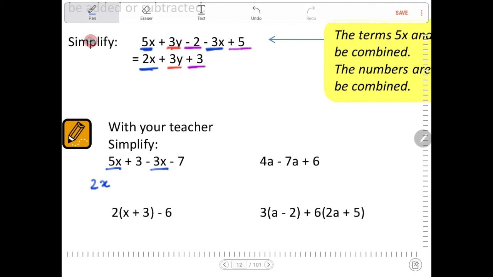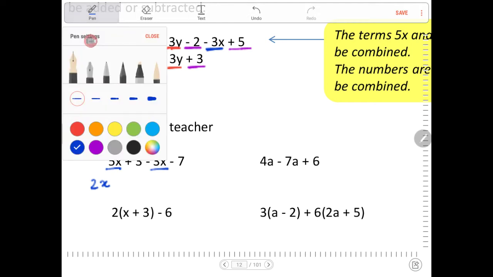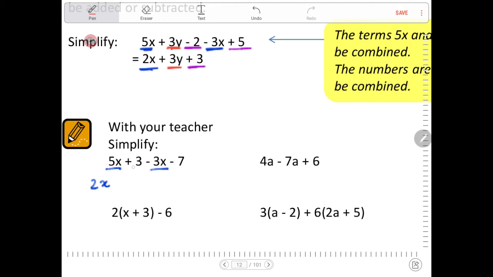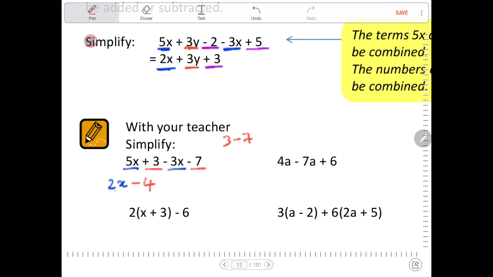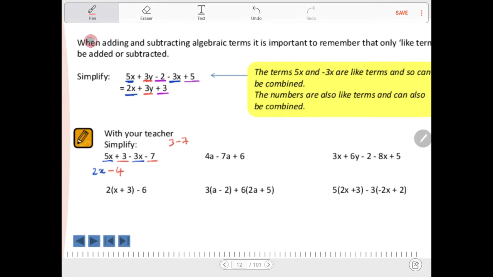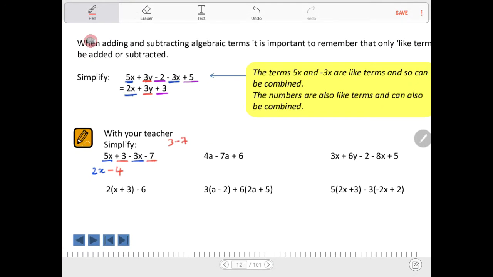Okay, now we've got some numbers as well. I'll underline those in red. Positive 3 takes 7. Okay, so let's think. 3 takes 7. What do we get? It's negative 4. So the answer to this one is 2x take 4. Okay, let's try some more.